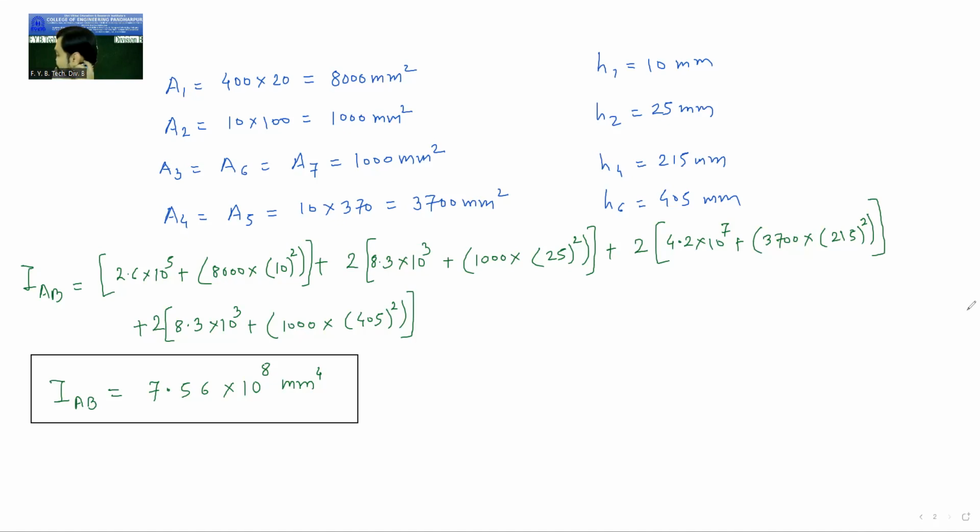7.96. Okay, it is also correct. 7 point something if you are getting, then it is correct. The variation in the answer is due to how you input the values in the calculator. That is the difference. Because of decimal points, there is variation in the answer. Okay.